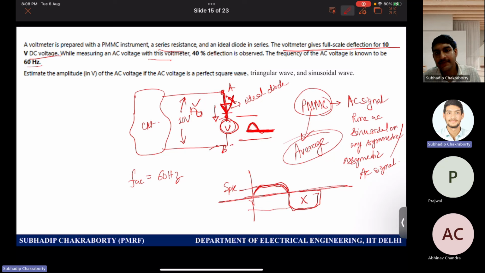So it can only measure the positive half. Now you have some value of the AC signal, but it can only measure the average value, not the peak value. So please remember, PMMC only measures the average value. Agreed? Now please read what is asked in this question.